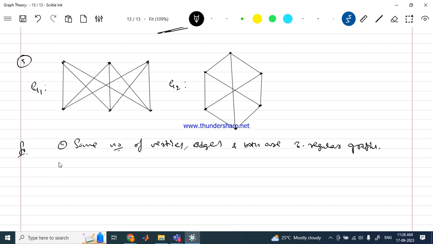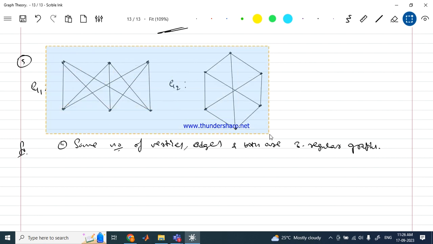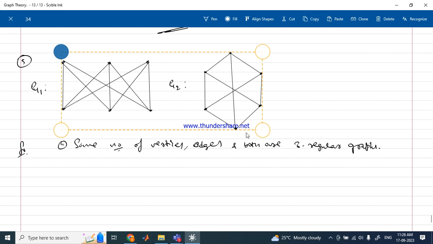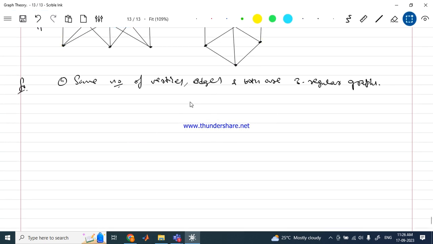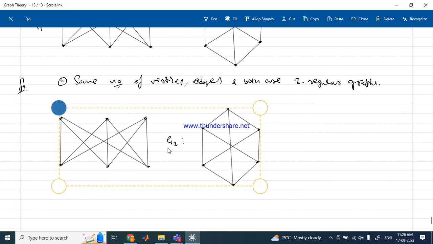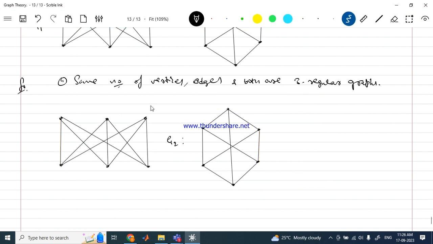Okay, now let me label them first. Here the labeling is not given. If the labeling is given, we can make use of it. If the labeling is not given, we need to label it. It will be easy for us to manage, because we can label in such a way that things become simple for us. So for G1, I will map this as V1, this is V2, V3, V4, V5, V6.